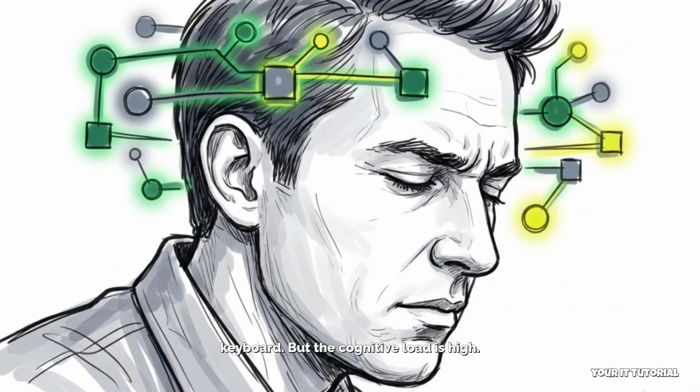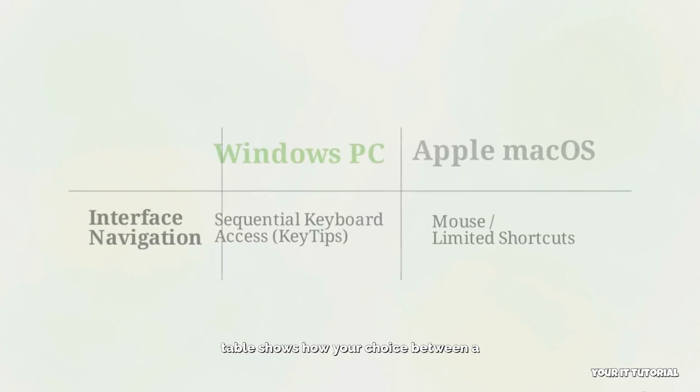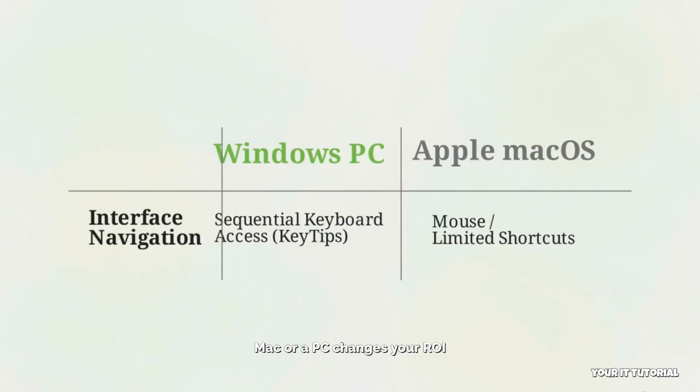But the cognitive load is high. You aren't just memorizing key presses anymore. You have to actively understand abstract spreadsheet logic and reference structures on the fly. This comparison table shows how your choice between a Mac or a PC changes your ROI calculation.